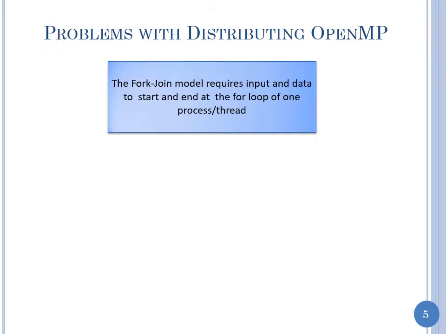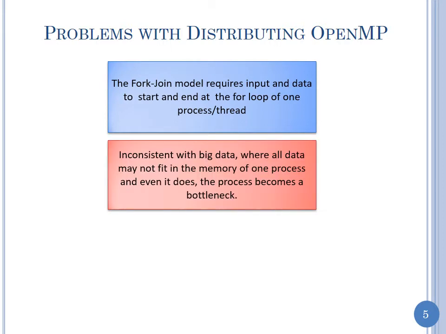So the fork join model requires input and data to start and end at the for loop of one process thread. Okay, so that particular loop is the entry point, and we do some processing before it, and we do some processing after it, and then the iterations of the loop are parallelized. Which is inconsistent with big data for the reasons I mentioned earlier, which are written down here.